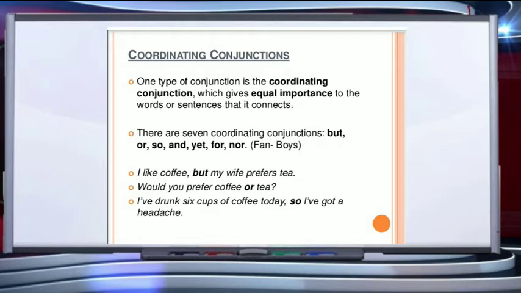In the first one, I like coffee, but my wife prefers tea. So, these are 2 principal clauses that are joined with the help of a coordinating conjunction. Would you prefer coffee? Would you prefer tea? So, again, 2 principal clauses are joined with a coordinating conjunction.